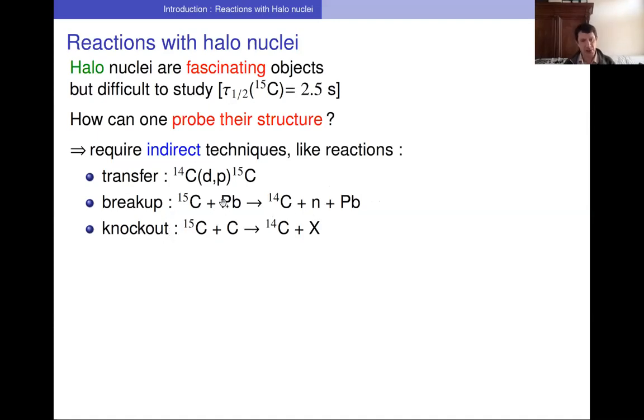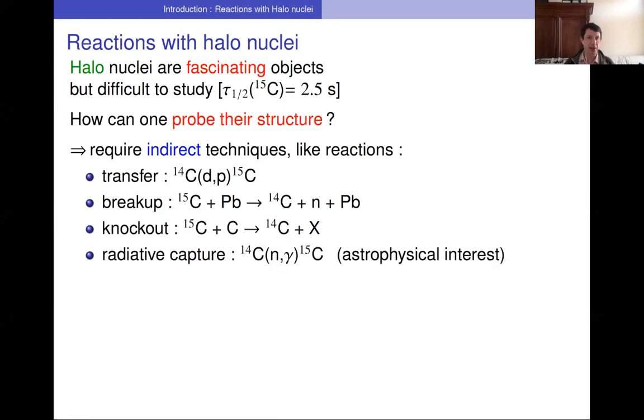Another reaction is the knockout. It's another type of breakup. It's a breakup, but it's inclusive in the sense that you do not measure the neutron in coincidence after the reaction. So what happens is that either the neutron breaks up elastically, so as a diffractive reaction, or it is absorbed by the target. You don't care about what happens, you just measure the core in coincidence, and then you hope there again to learn something about the structure of the nucleus.